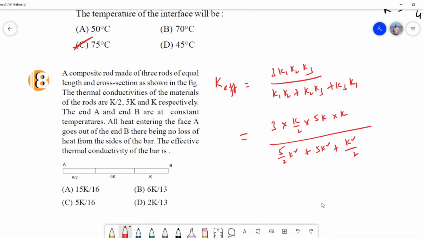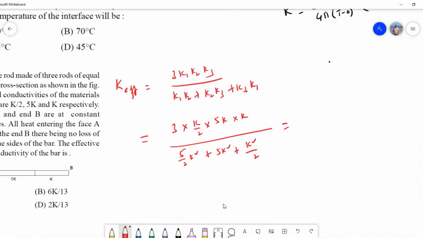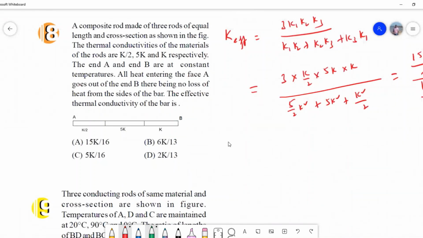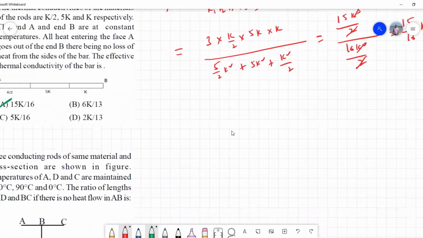So now let's take the LCM here. This is actually 15K cube upon 2. And if I take LCM, this will become 16K square by 2 only. So 2 cancels, and K cube by K square will cancel. So overall you are left with 15 by 16 K. So let us check the answers. Yes, the right answer is the first option, option number A, 15K by 16. It's a simple formula based problem.